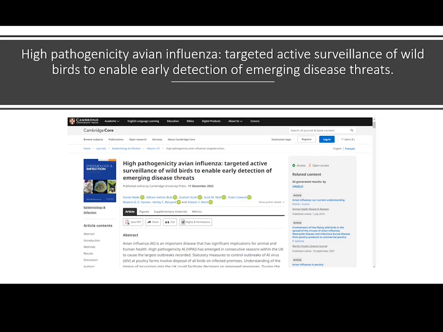Okay, chapter 1. Now we're on to chapter 2. So this is the one that I have published, which I'm very excited about. It's my first author paper out there. So the title is High Pathogenicity Avian Influenza in Targeted Active Surveillance of Wild Birds to Enable Early Detection of Emerging Disease Threats. What does that mean?